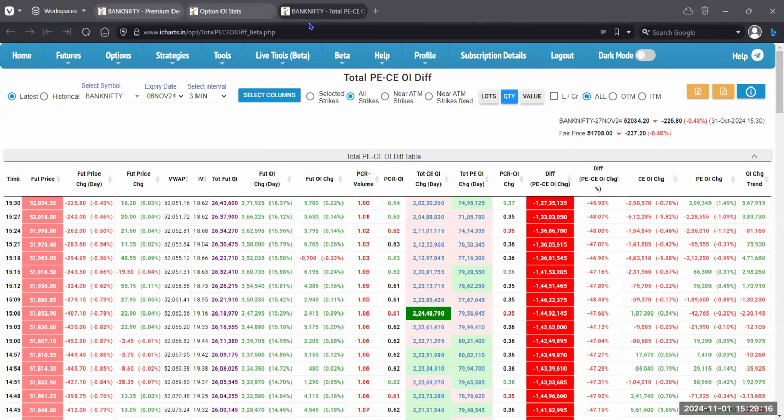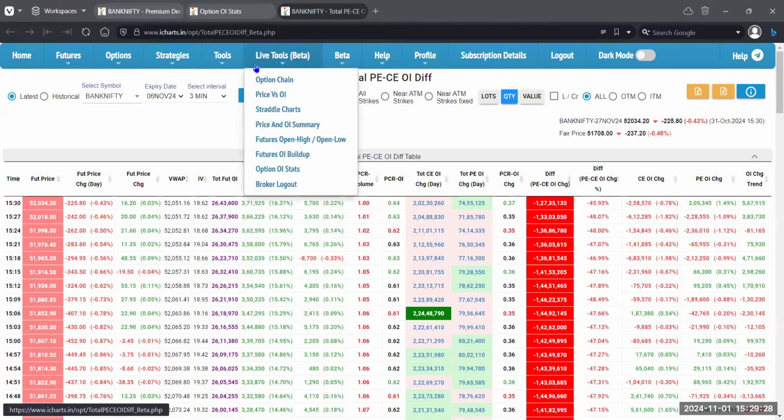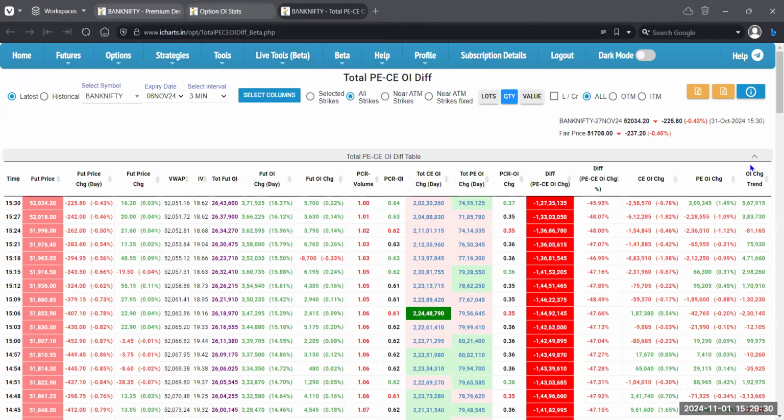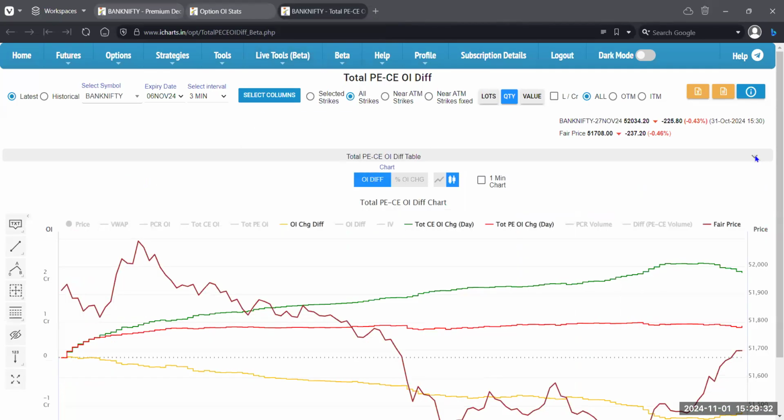Hello. Can you give a total PE minus CE OI difference graph for 5 days? If you take positional trading, a 5 days graph will be more useful, from expiry to expiry. Okay. At the moment, we don't have a plan.